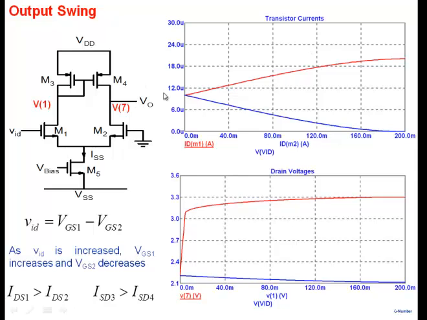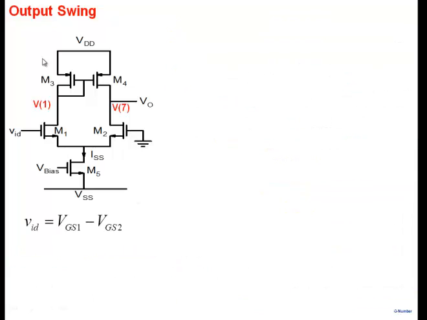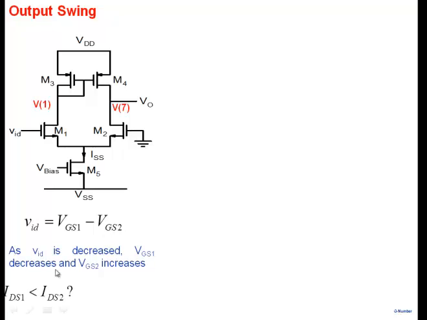Now the problem will come when I make VID negative. Now I want V0 to become negative. So you get good positive swing, no issues. All right, same thing. As VID is decreased, we are now making VID negative. VGS1 decreases, VGS2 increases. What should happen? IDS1 should become less than IDS2. ISD3 is less than ISD4.